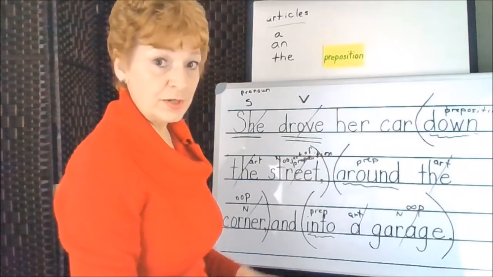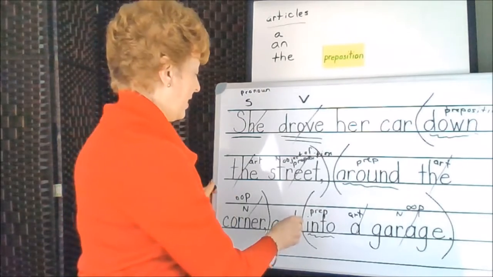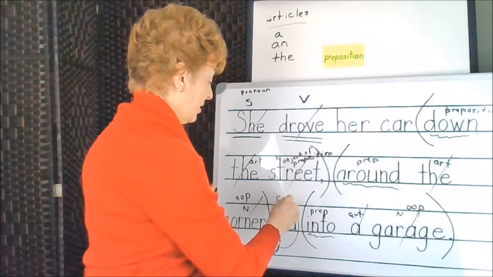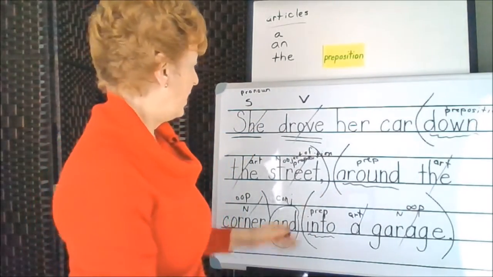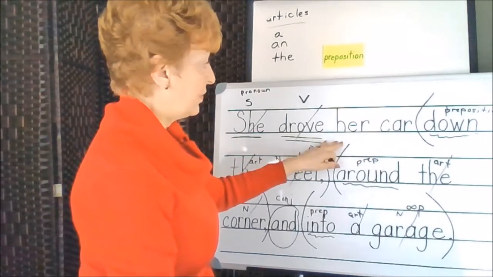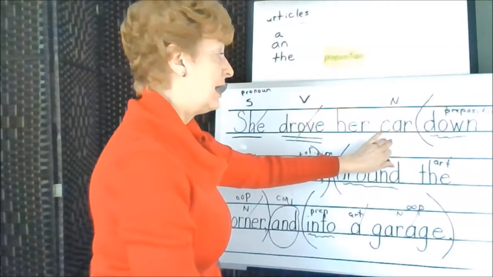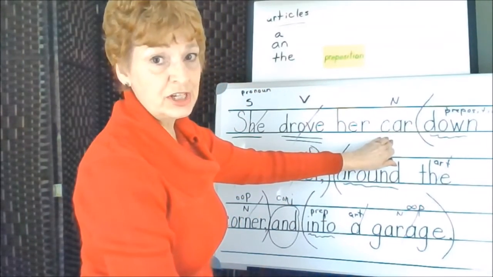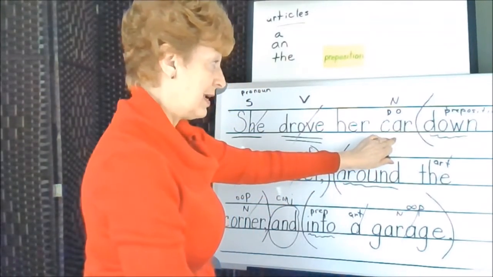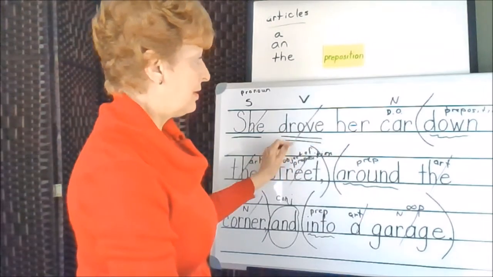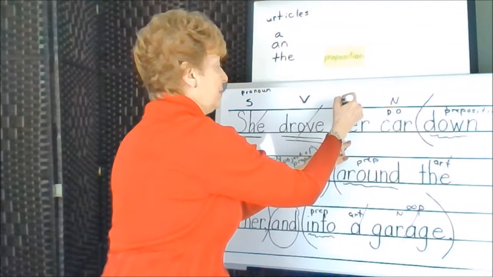Would you like to know what the other words are? Her, car, and. This and is a conjunction that joins all of those prepositional phrases. She drove her car. Her car. Car is a noun. In this case, this noun is functioning as a direct object, because it is receiving the action. What is being driven? The car. And her is a possessive pronoun.